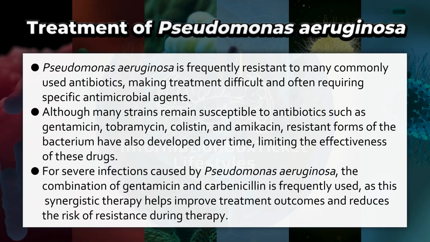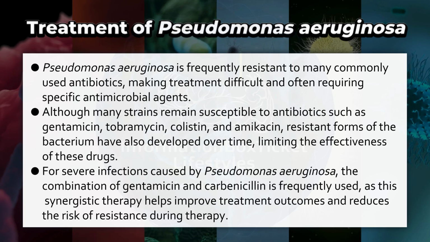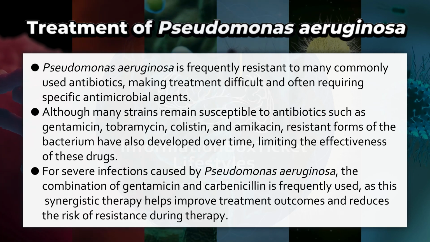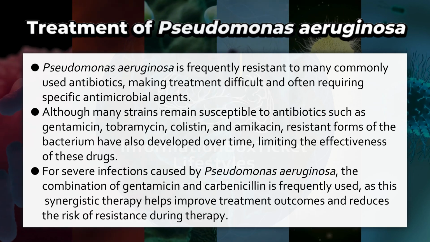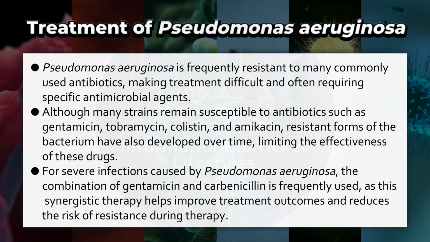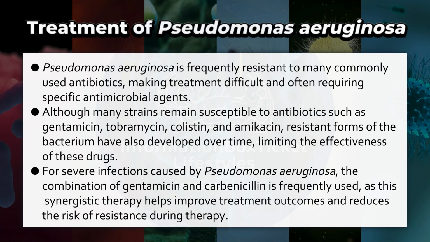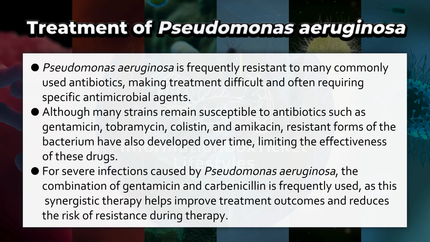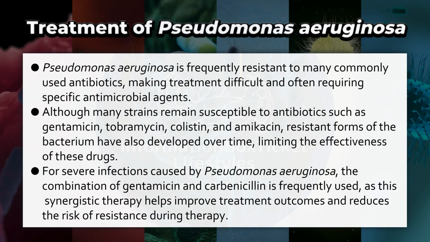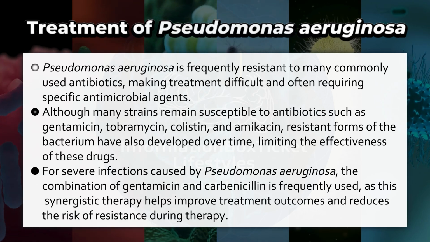For severe infections caused by Pseudomonas aeruginosa, the combination of gentamicin and carbenicillin is frequently used, as this synergistic therapy helps improve treatment outcomes and reduces the risk of resistance during therapy.